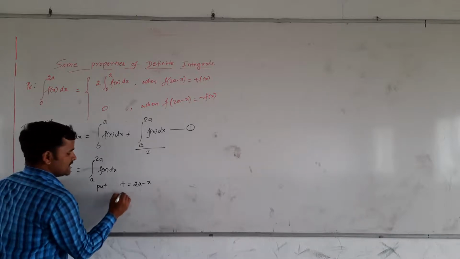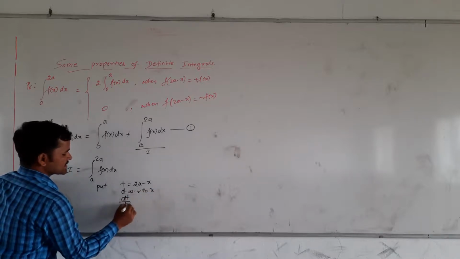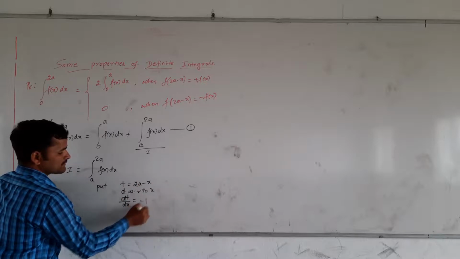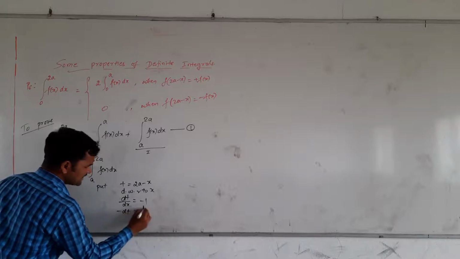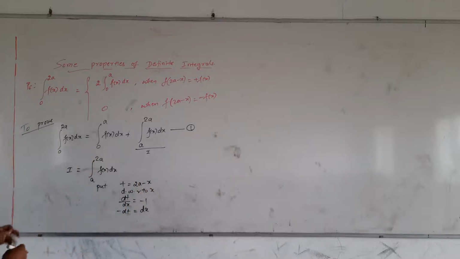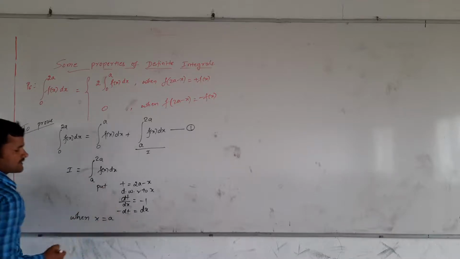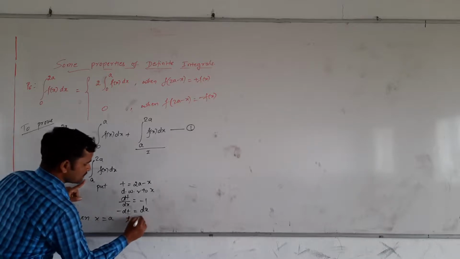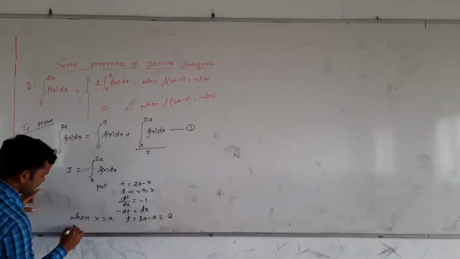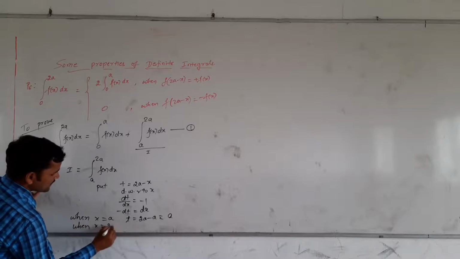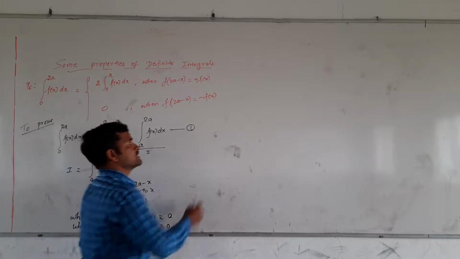What happens with this? Differentiating with respect to x, we have dt by dx is equal to the differentiation of 2a, which is 0, and the differentiation of minus x, which is minus 1. This is minus dt is equal to dx. Okay. Then what happens to the upper limit and lower limit here? When x is equal to a, the lower limit, t is equal to 2a minus a, which is a. Next, when x is equal to 2a, t is equal to 2a minus 2a, which is 0.